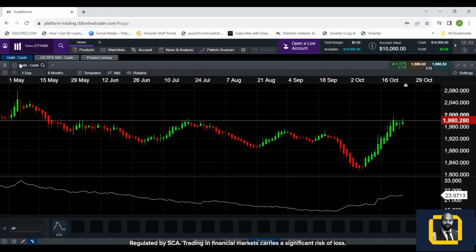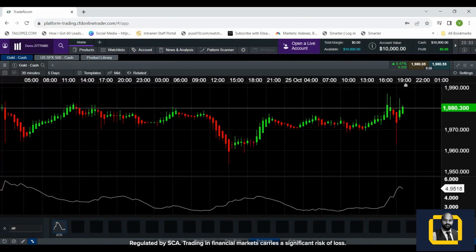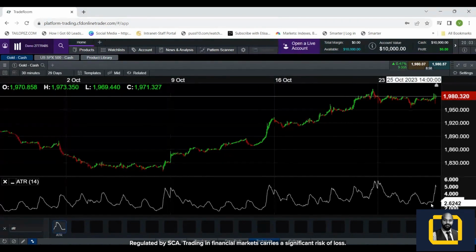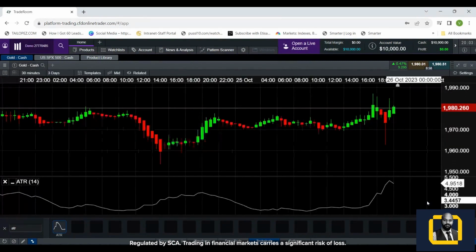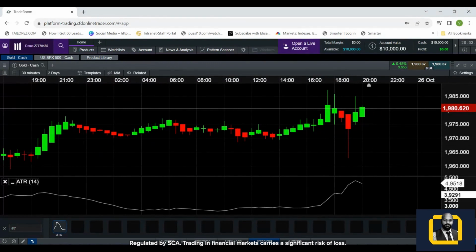Now, let's say this is on a daily chart. Let's say you're taking a trade on a 30-minute chart. Now, on a 30-minute chart, you can expect gold to move a maximum of $4 to $5, and that is what you see over here. On an average, it's actually $3, but as of now, for the last 1.5 hours, you can see gold's average movement has gone up to $4.